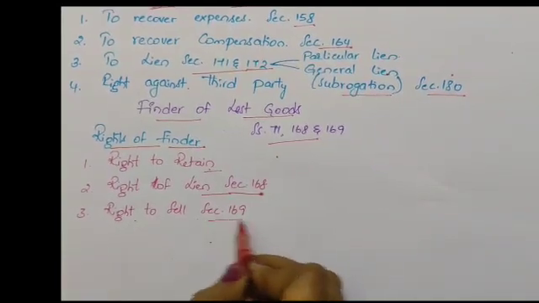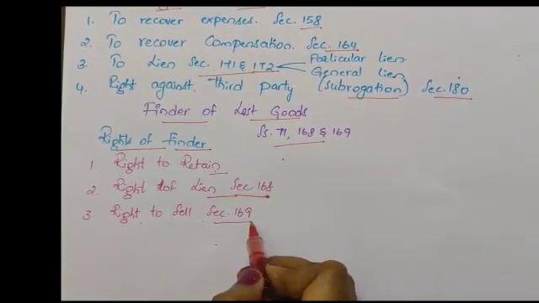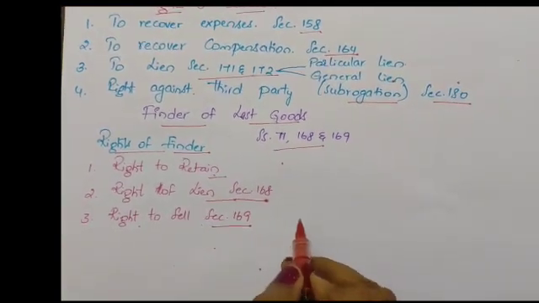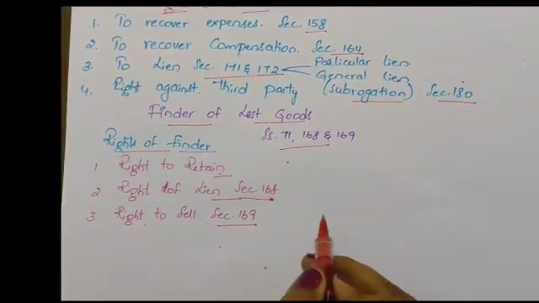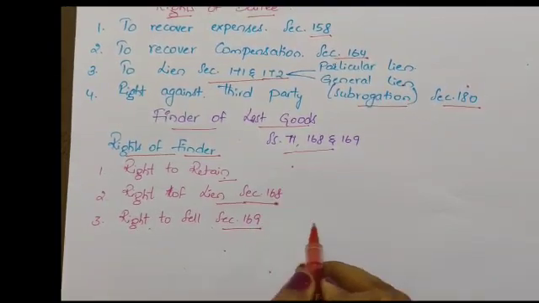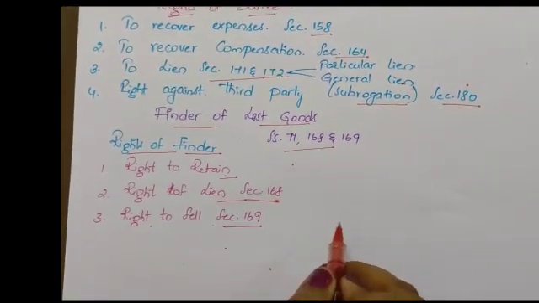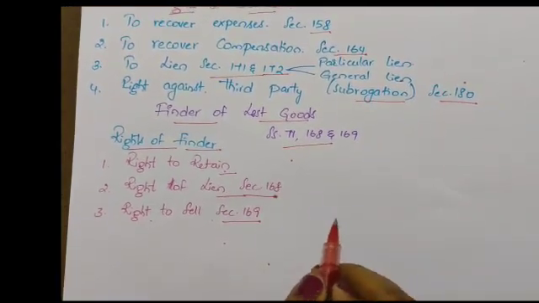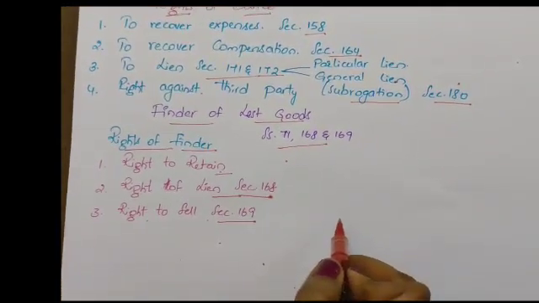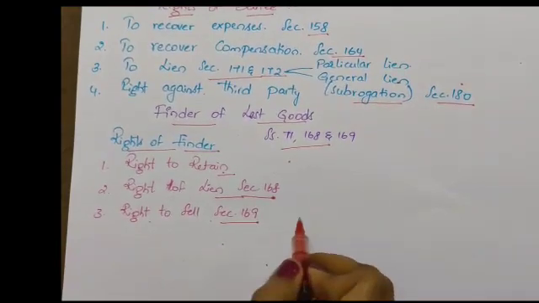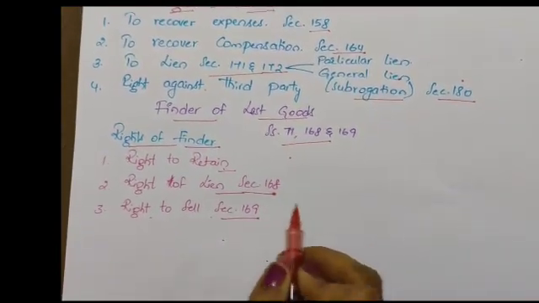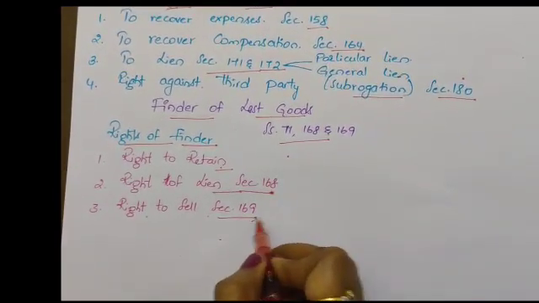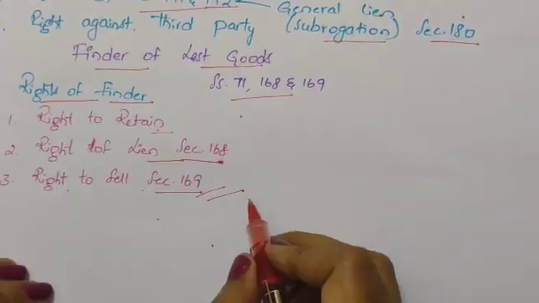Next, right to sell under section 169. The finder of lost goods has a right to sell if the true owner is not found despite making all efforts, or the true owner refuses to pay the lawful charges, if the thing is in danger of perishing or of losing the greater part of its value, or when the lawful charges of the finder in respect of the thing found amount to two-thirds of its value. This is the topic about bailment.